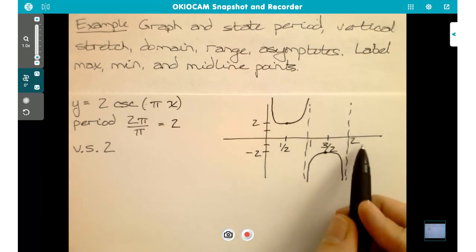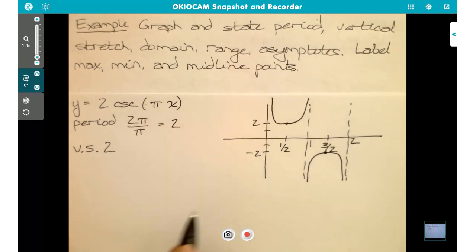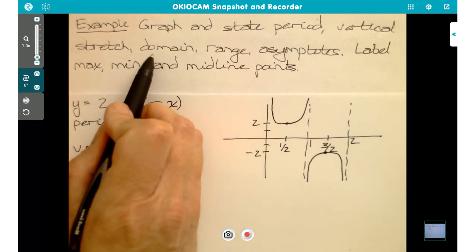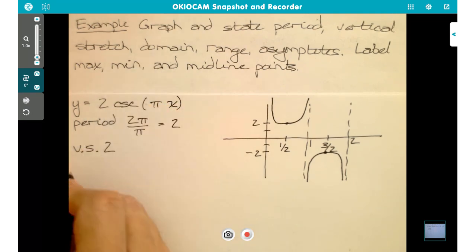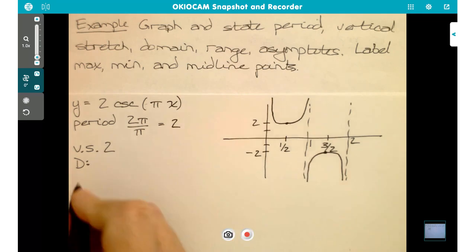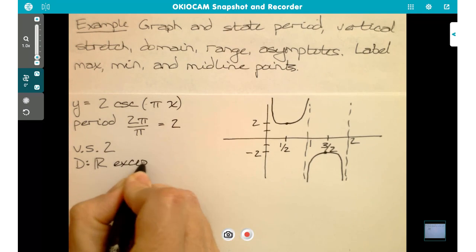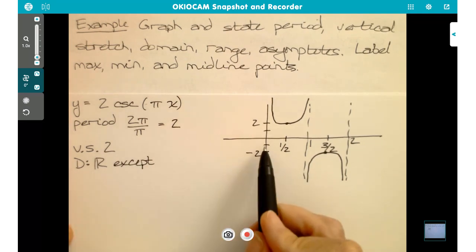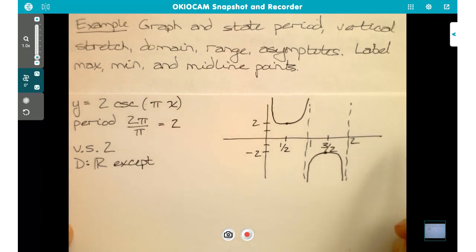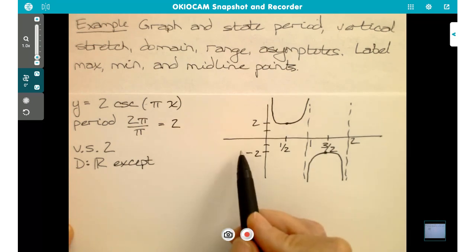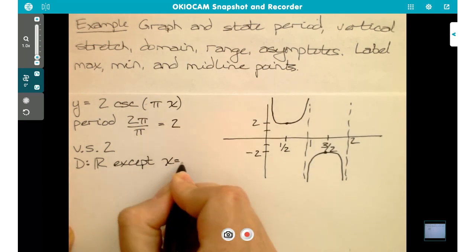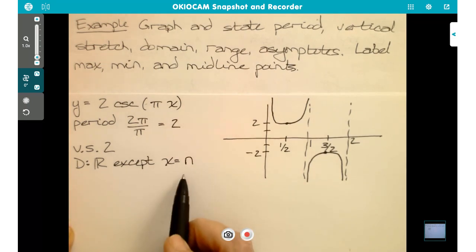We have the asymptotes labeled, have both pieces of graph in there, but there's other stuff to do. The domain, I can use anything for x except where the asymptotes are. So all real numbers except the asymptotes. Well, the asymptotes, there's one at 0, there's one at 1, there's one at 2, the next one's at 3, the previous one's at -1. So we're going to say x does not equal n, where n is an integer.